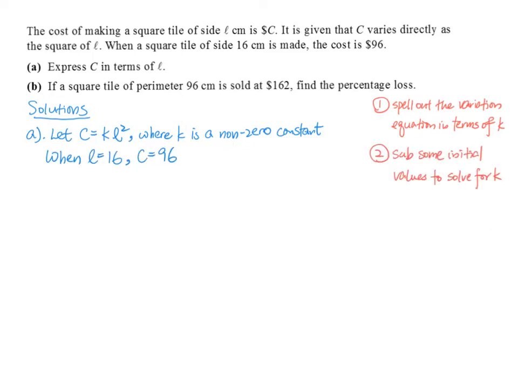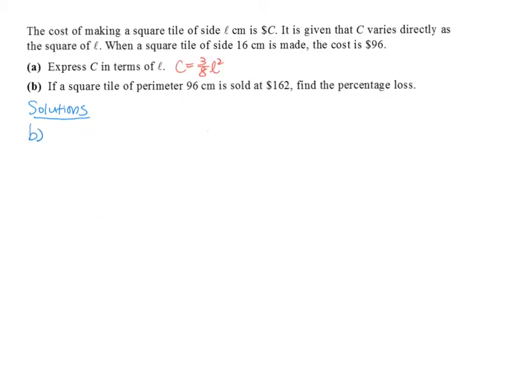Then the second step is you use some given information. So this one is a pair, and we substitute them into the equation to solve for K. So you put in 96 into C, and you put 16 in the place of L, and you solve for K here. And at the end, you answer the question as a complete equation. Now here's some tips for you. This 16 and this 96, they are together as a pair.